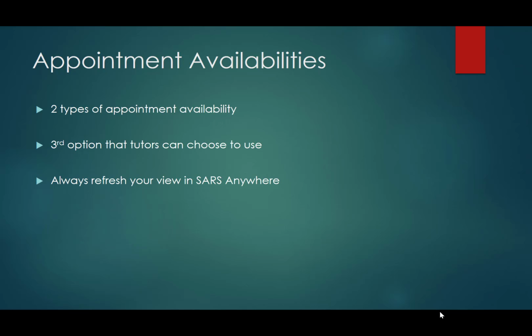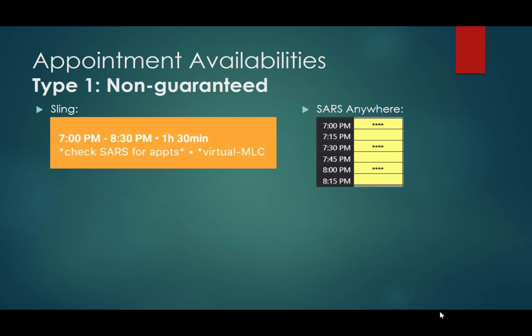There are two types of appointment availability that you will see, plus a third option that you can choose to do if you desire. All of these options are attempts to balance the services and options available to students and provide tutors opportunities to work beyond the drop-in times. It is super important to refresh your view in SARS to be sure you are always looking at the most up-to-the-minute information. The first appointment type is not a guaranteed shift.